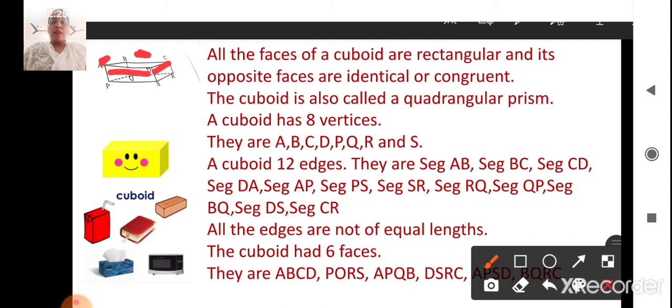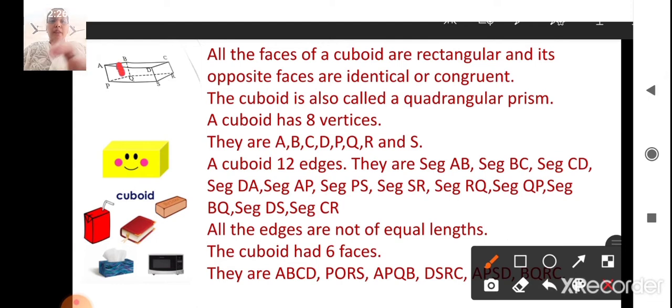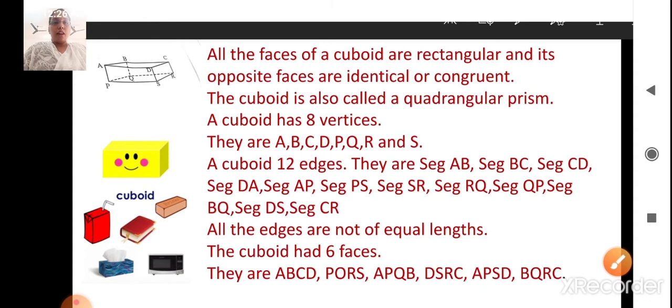Okay, we are done with the 4 edges. Next we'll come to AP. Okay, next is PS, next is SR, very good. Next is RQ, next is QP, yes, let me mark again. Then next is BQ, yes, this BQ you can see it. Next is DS, yes, and the last one is CR. So in all we have 12 edges in a cuboid.